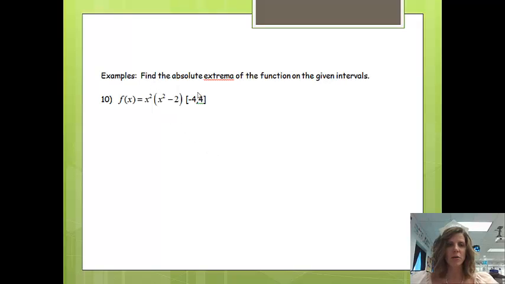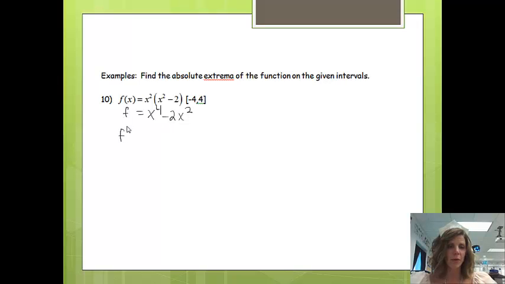Okay, so the example is to find the absolute extrema of the function on the given interval. We have x squared times x squared minus 2 on the interval from -4 to 4. So we want to find the highest and the lowest that this graph goes. The first thing that we would like to do is find the critical numbers, because those could be places where there could be a high value or a low value. And again, before I take the derivative, I'm going to work this out. This would be x to the 4th minus 2x squared.